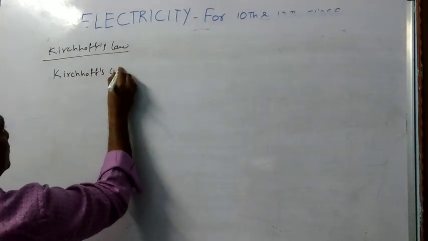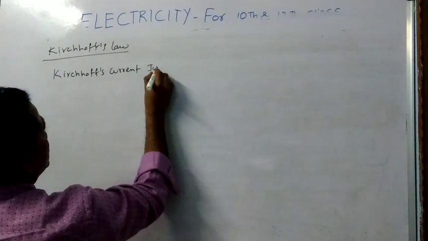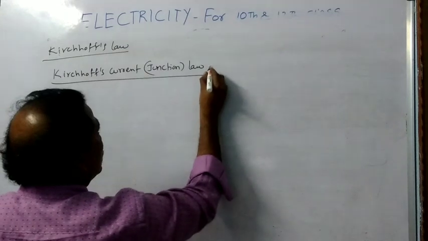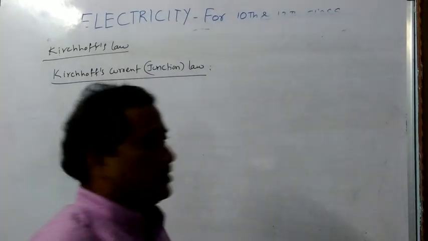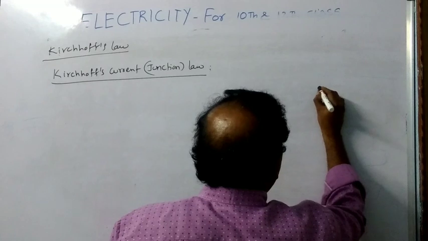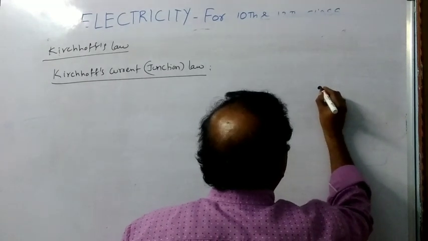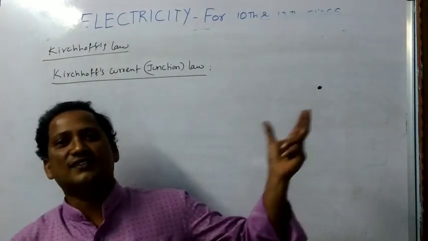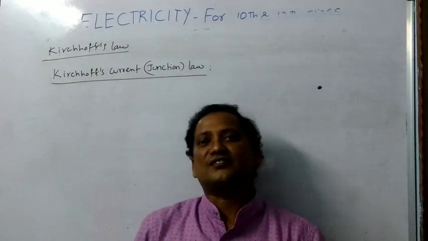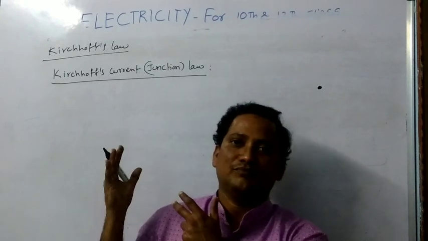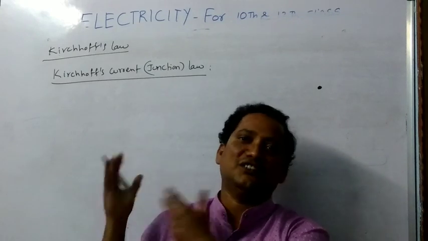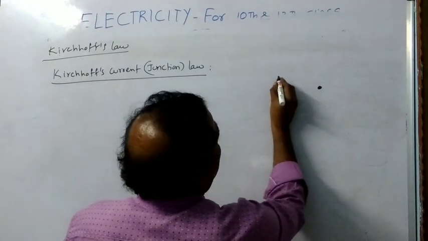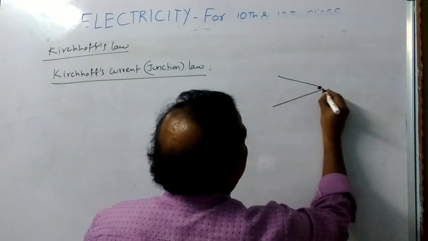Kirchhoff's current law, sometimes also known as the junction law. According to this law, here is a junction. Let us say a train junction, Hyderabad is a junction. In that junction, so many trains are coming and some trains are going away from the junction. I am considering, let us say, two trains coming towards the junction.